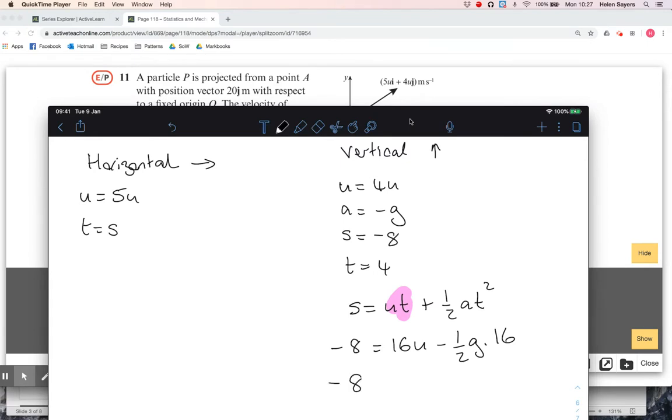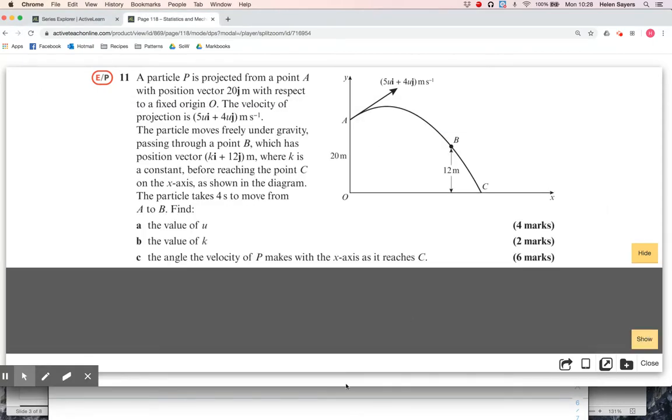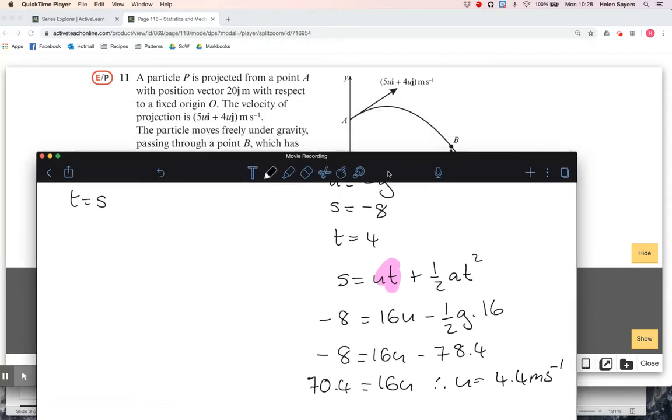So minus 8 equals 16u, and going to the calculator, minus a half times 9.8 times 16 gives minus 78.4. If I add that over to the minus 8, I get 70.4 equals 16u. So u hopefully is 4.4 metres per second. Let's just double check that. Yeah. So we might need to use that, so let's keep an eye on that value.